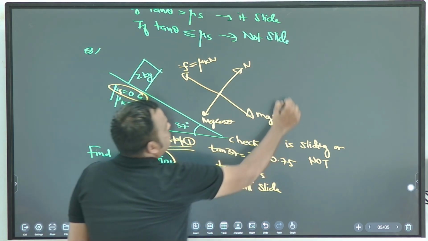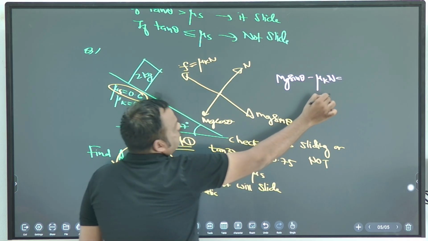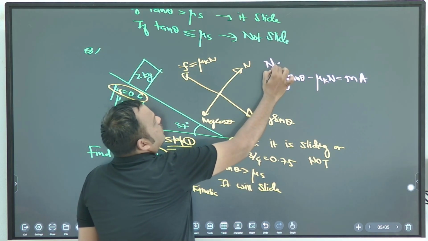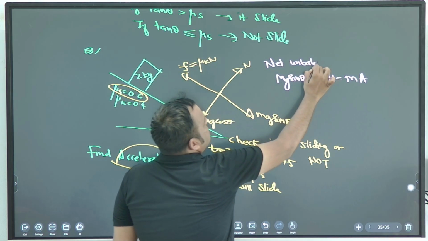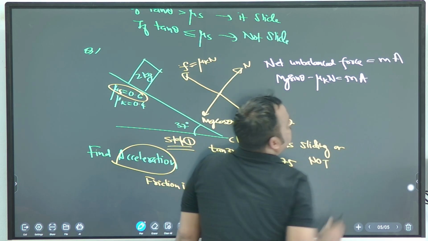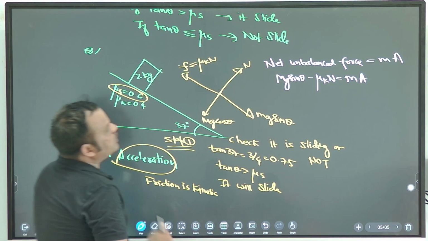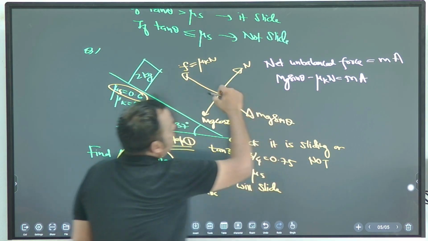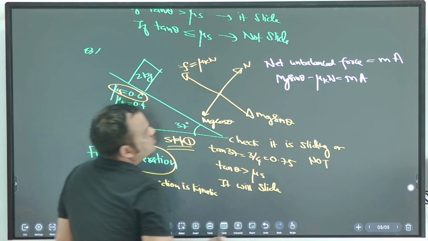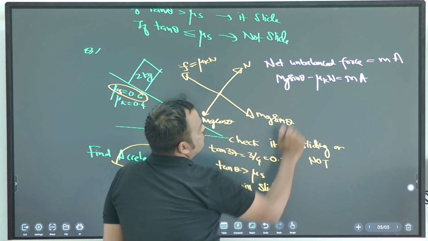So how to find acceleration? Mg sin theta minus mu k n is equal to ma. By Newton's second law, the net unbalanced force is equal to mass into acceleration. What is the downward force? Mg sin theta. The upward force is mu k n. Suppose this is 10 newtons and this is 8 newtons, so 10 minus 8. Okay, like that. So this is the formula.